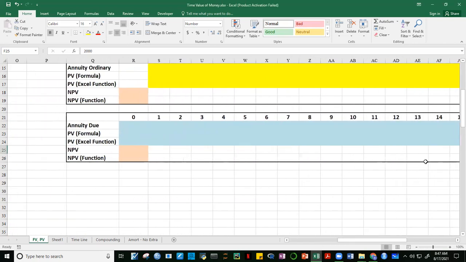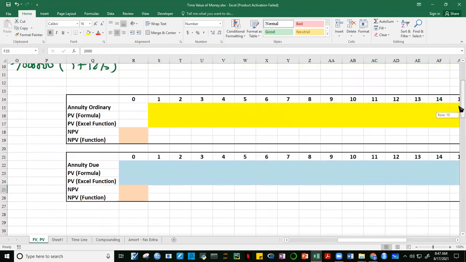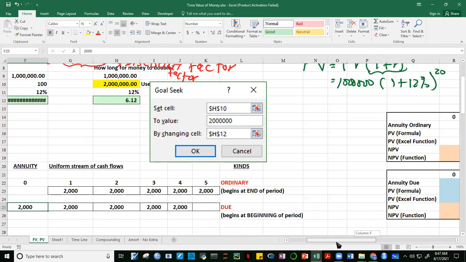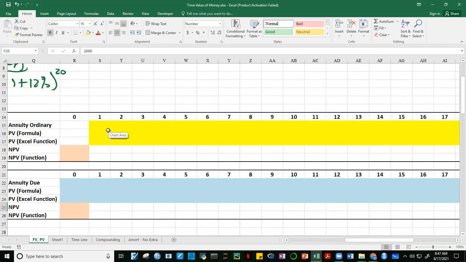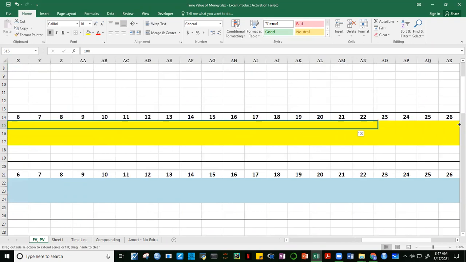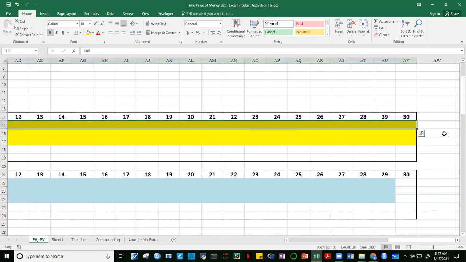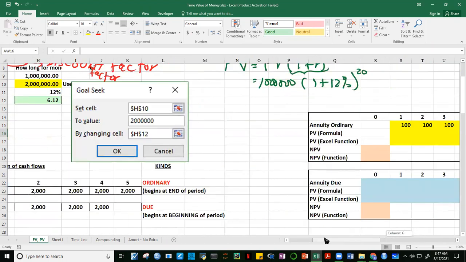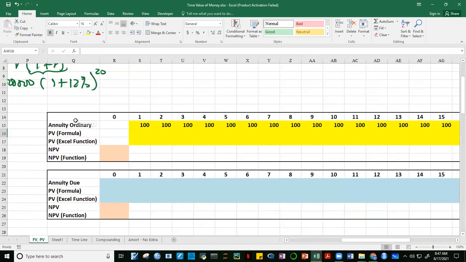Okay, so here, let's dramatize this, let's show this sample. Here you have an annuity. Let's just make it 100 pesos. We have an annuity here of 100 pesos, for 30 years. For 30 years is our annuity. 100 pesos, annuity. This is annuity ordinary.